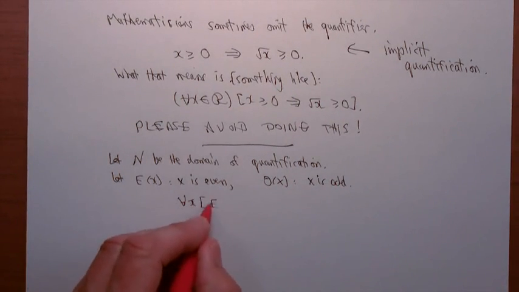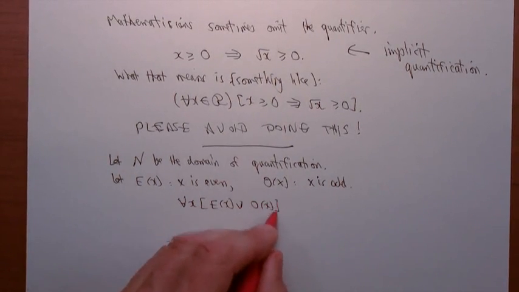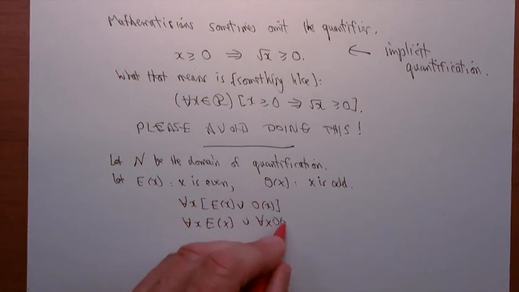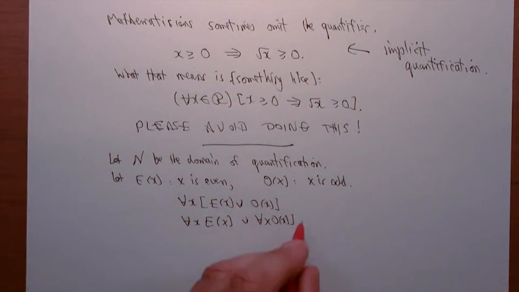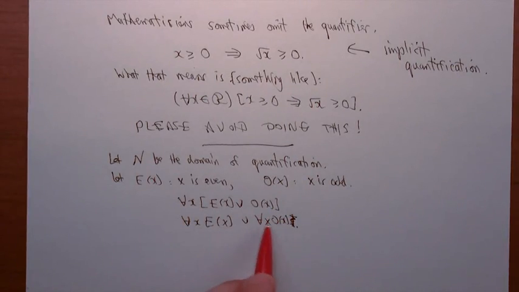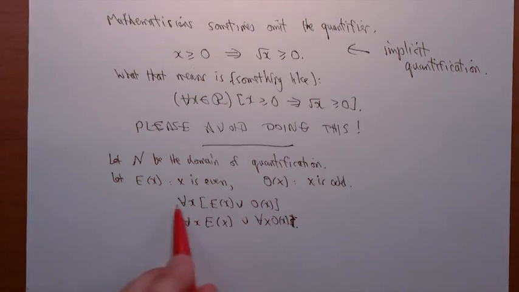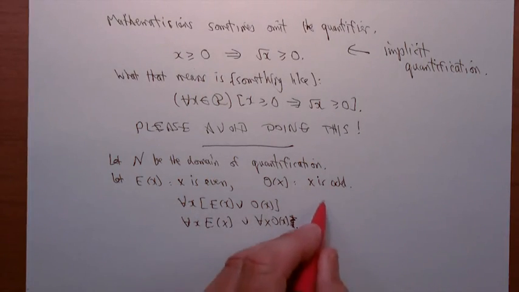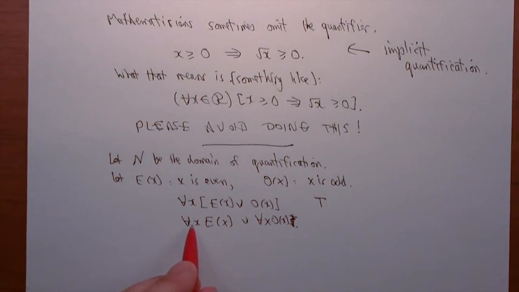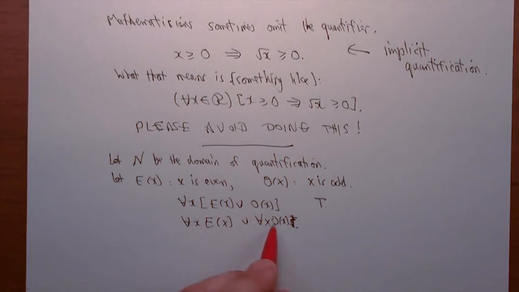Look at the formulas: for all x, E of x or O of x, and for all x, E of x, or for all x, O of x. Notice that the first one is true. It says for every natural number, it's either even or it's odd. What does the second one say? It says every natural number is even or every natural number is odd.